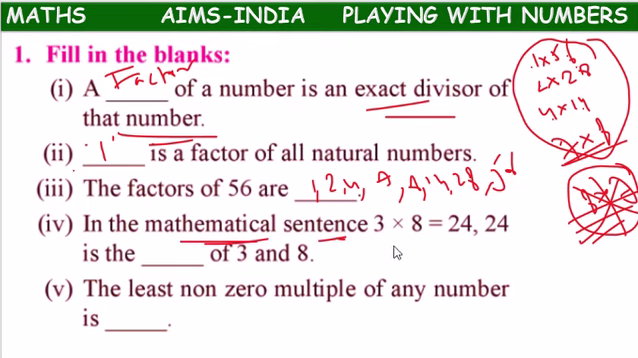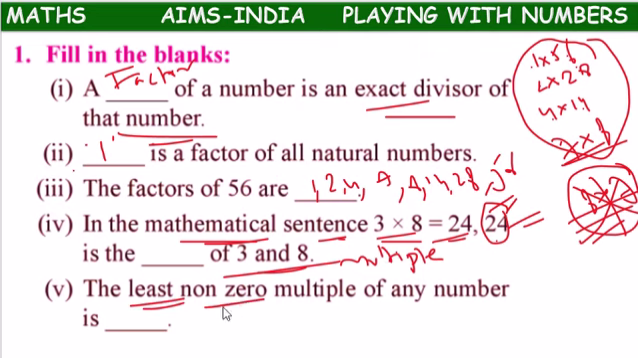So in a mathematical sentence, 3 into 8 equals 24. So what is 24 here? 24 is the product. Product can also be called a multiple. So they are asking about 24. The product is a multiple of these two. So the answer is multiple.